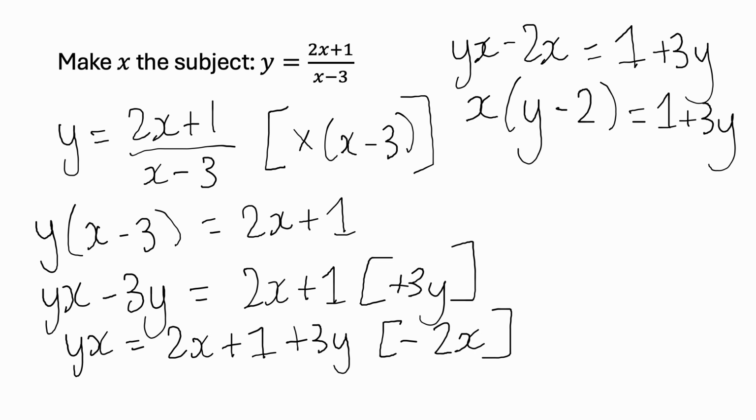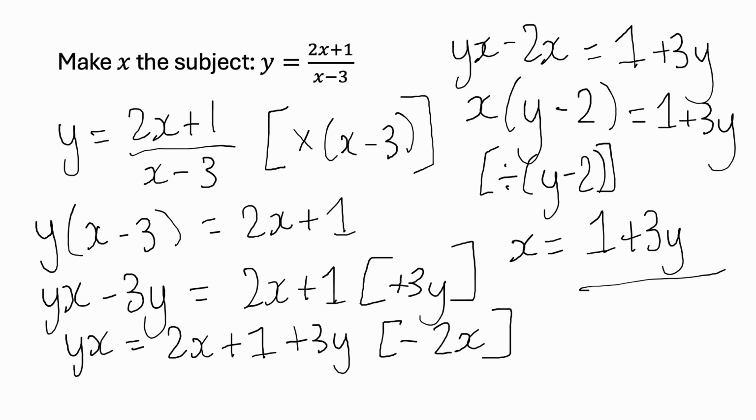So now, to get this x by itself, we need to eliminate this bracket y minus 2. Because this is actually essentially x times by y minus 2, we are going to divide both sides by y minus 2. So we end up with x is equal to 1 plus 3y all over y minus 2. And that is how we make x the subject.